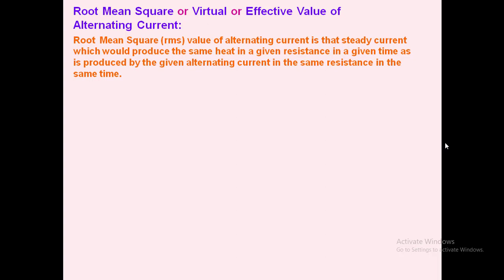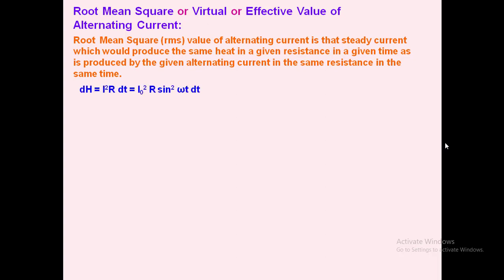Now whenever you pass DC current through a resistor for a certain time, it produces a certain amount of heat in that time. If you pass the alternating current in the same resistor for the same time, it will also produce the same amount of heat. So by taking the heat produced by both direct and alternating current, we are going to determine the root mean square value.